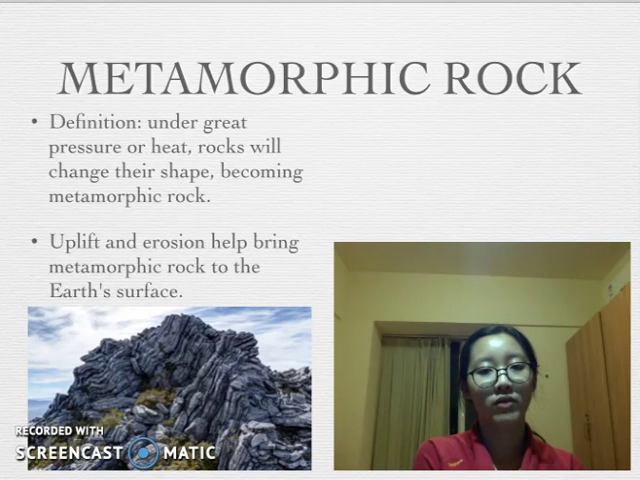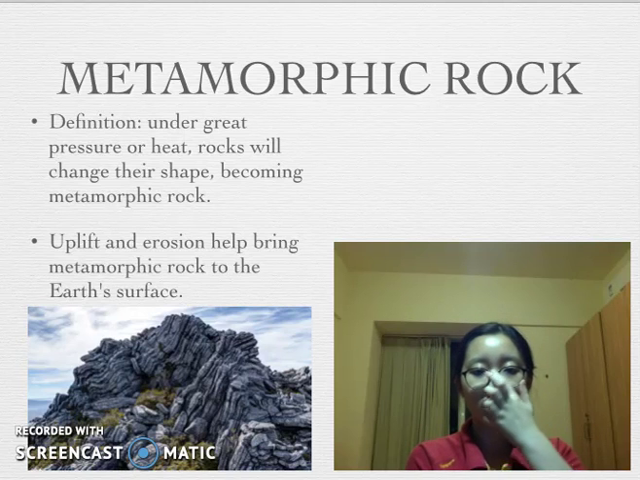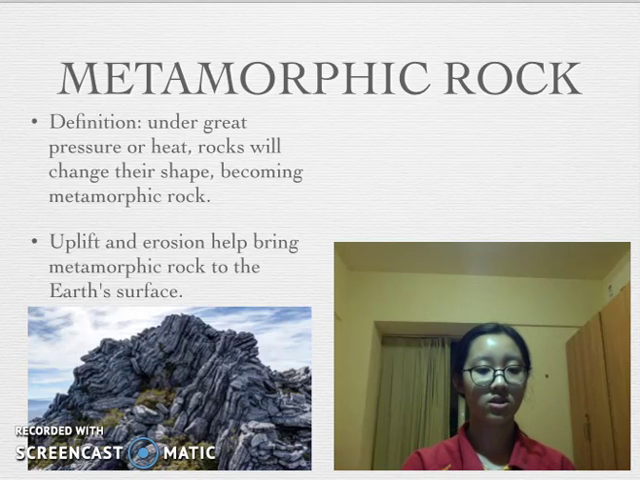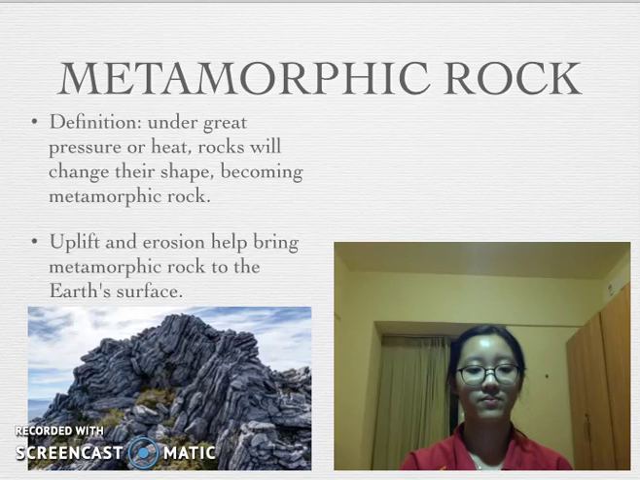Third type is metamorphic rock. It is under great pressure or heat. Rocks will change their shape, becoming metamorphic rock. Uplift and erosion can help bring metamorphic rock to the Earth's surface. Do you know that marble is the metamorphic rock of limestone? Quartzite is the metamorphic rock of sandstone, and slate is a metamorphic rock of mudstone.